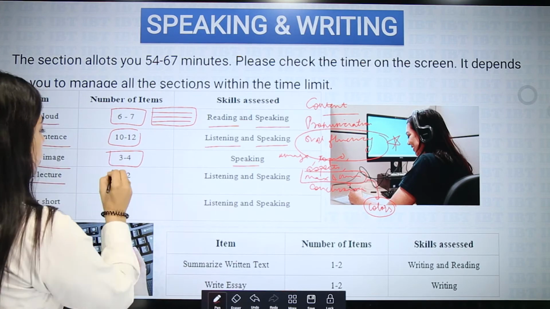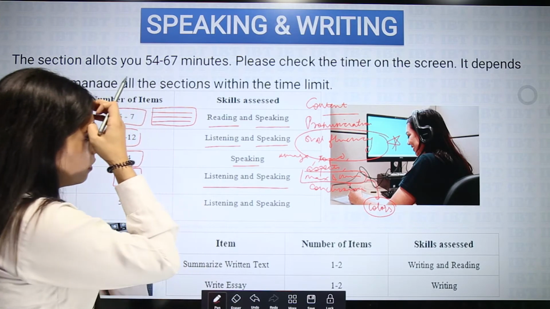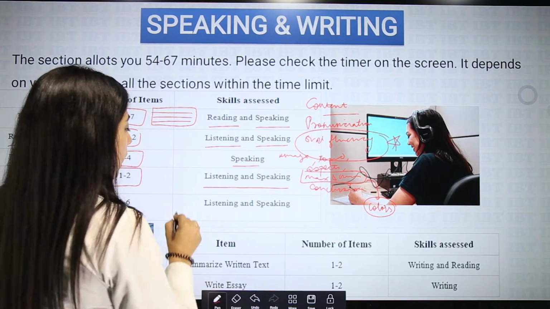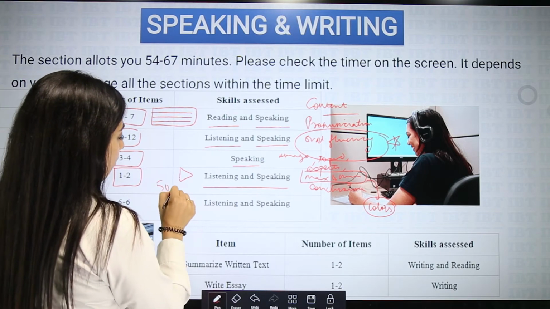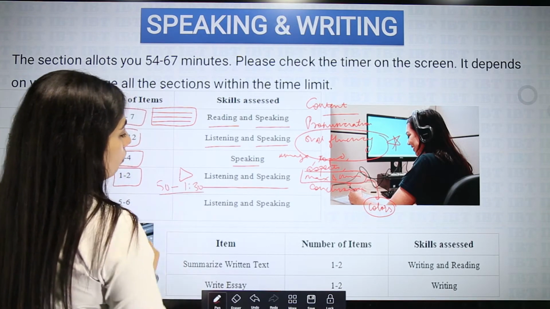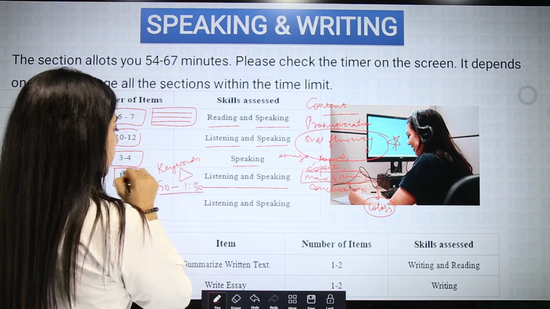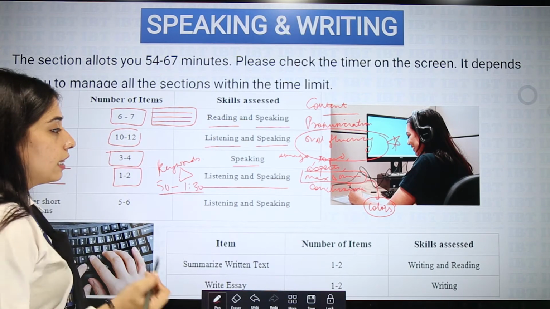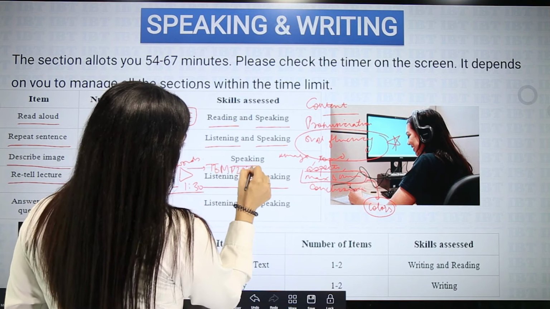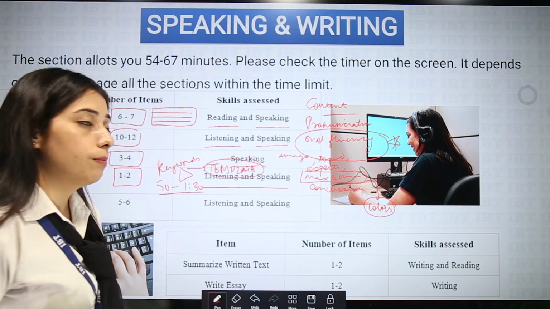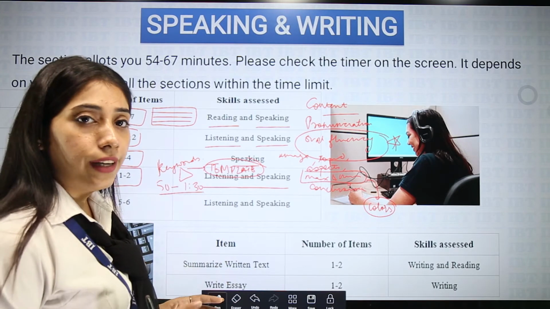Then comes retell lecture. You will get 1 to 2 questions in the exam, and your listening and speaking skills will be evaluated out of it. In this, you will be listening to an audio of around 50 seconds to 1.5 minutes, and you have to write down the keywords out of it while listening, right? Keywords you will be writing, and then you will be using it in the template and speaking about that particular topic, that what the lecture was about, right? So your listening and speaking both will be evaluated in this question.